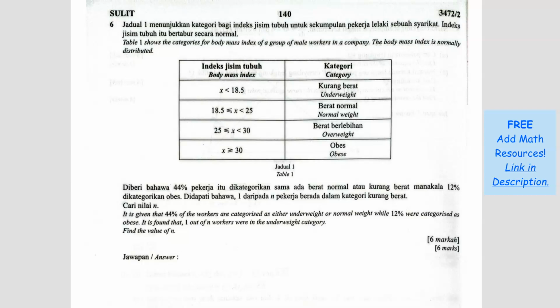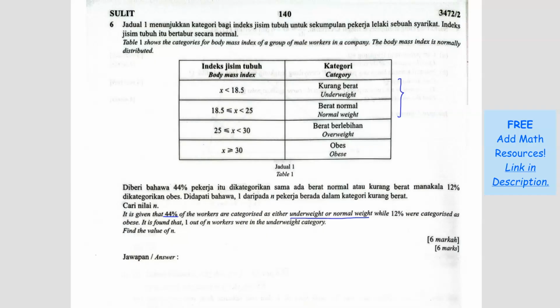Question number 6. Table 1 shows the categories for body mass index of a group of male workers in a company. The body mass index is normally distributed. Okay, so this is the body mass index and these are the different categories. It is given that 44% of the workers are categorized as either underweight or normal weight. So underweight and normal weight are here and it's 44%.